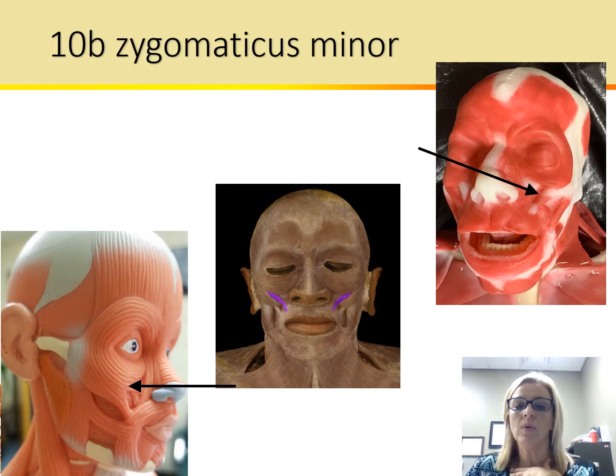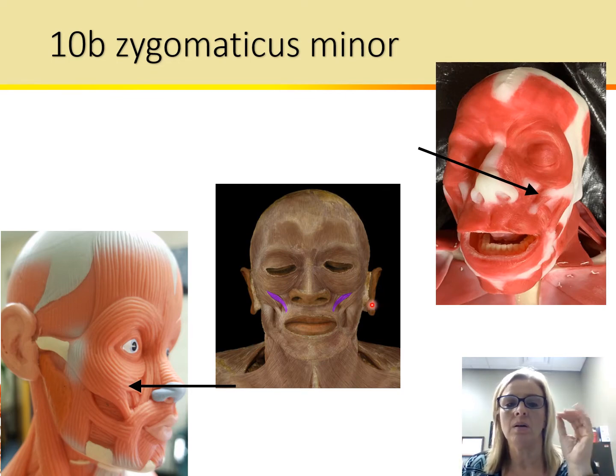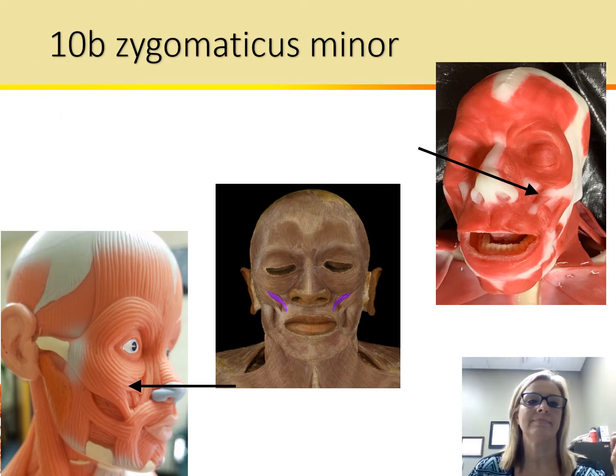All right, so here we have the zygomaticus minor. Major here, this is a little bit easier to see in this picture. Minor here, major here, minor here. So the minor one is on top. Major here, minor here. So don't mix these up, okay? Be sure to pay attention to these.